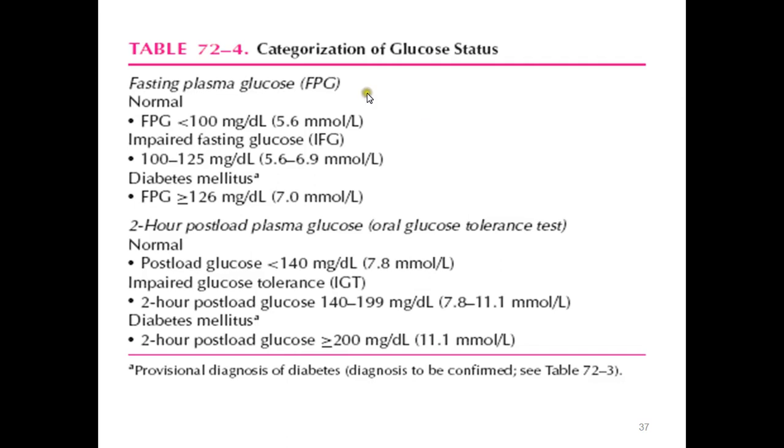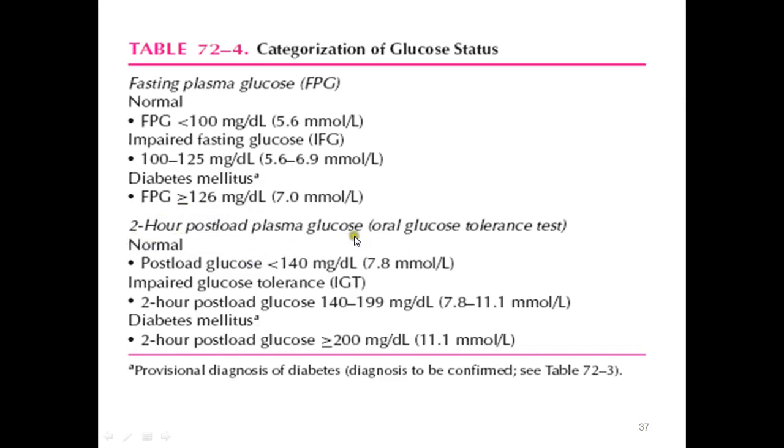So how do you categorize the glucose test status? Fasting plasma glucose is normal when it is less than 100. It is called impaired when it is between 100 and 125. And it is diabetic fasting plasma glucose: patient is labeled diabetic if a fasting plasma glucose is more than or equal to 126 milligram per dl.